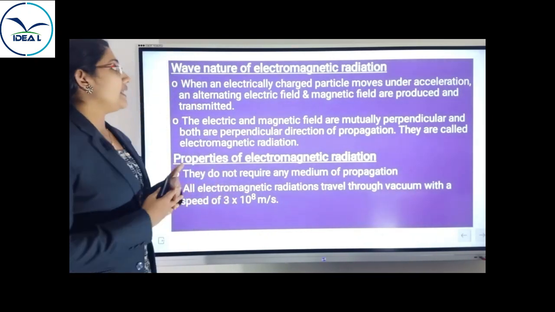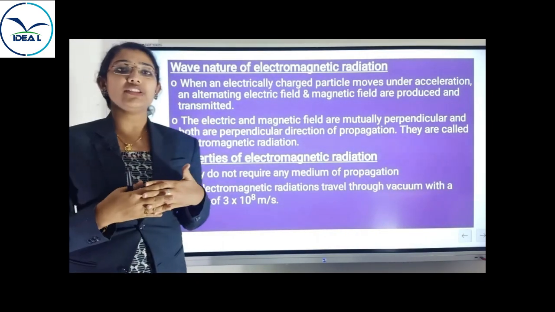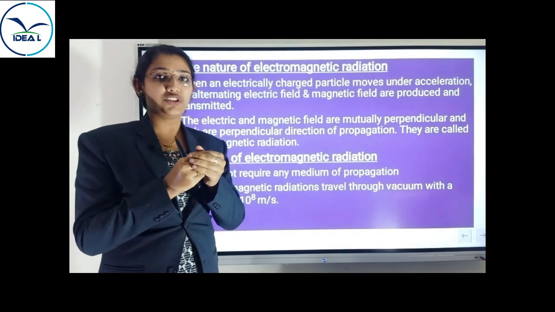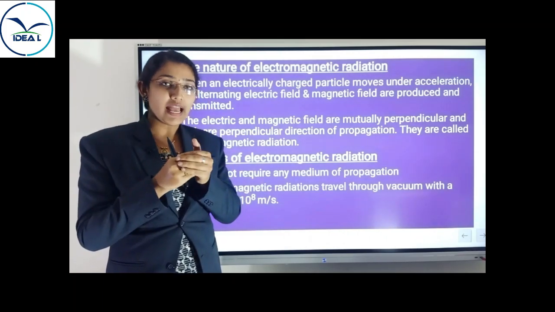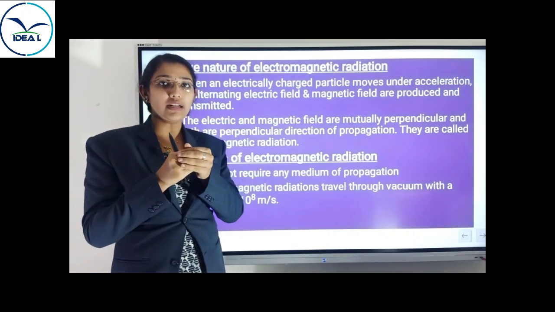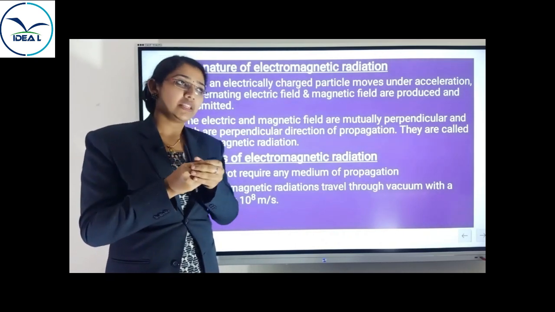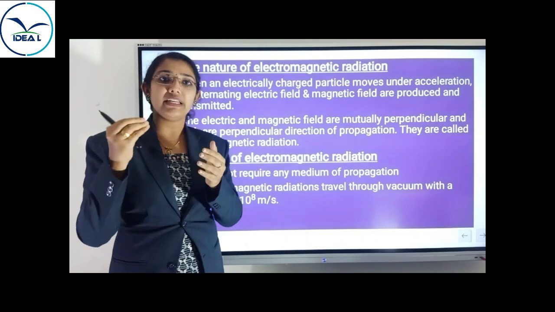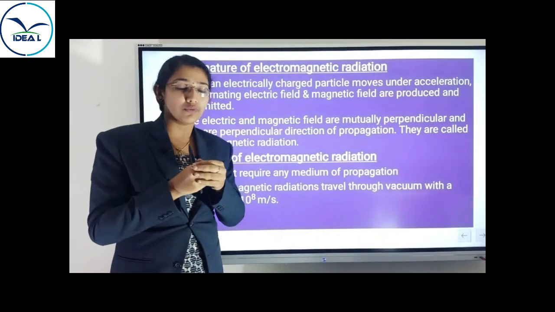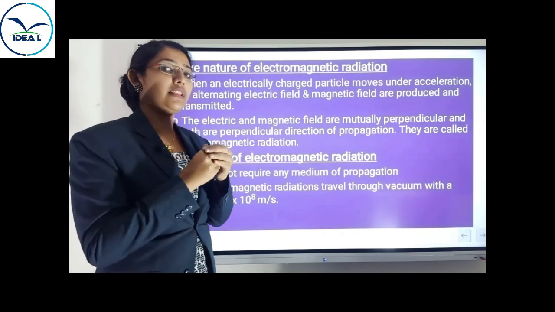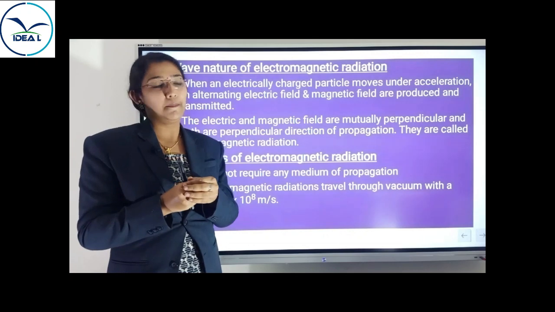So, what is meant by wave nature of electromagnetic radiation? Yes, when an electrically charged particle undergoes acceleration, an alternating electric field and also magnetic field is produced, and both are mutually perpendicular and also perpendicular to the direction of propagation. Then it does not require a medium of propagation, and these radiations travel through vacuum with a speed of 3 into 10 raised to 8 meter per second.